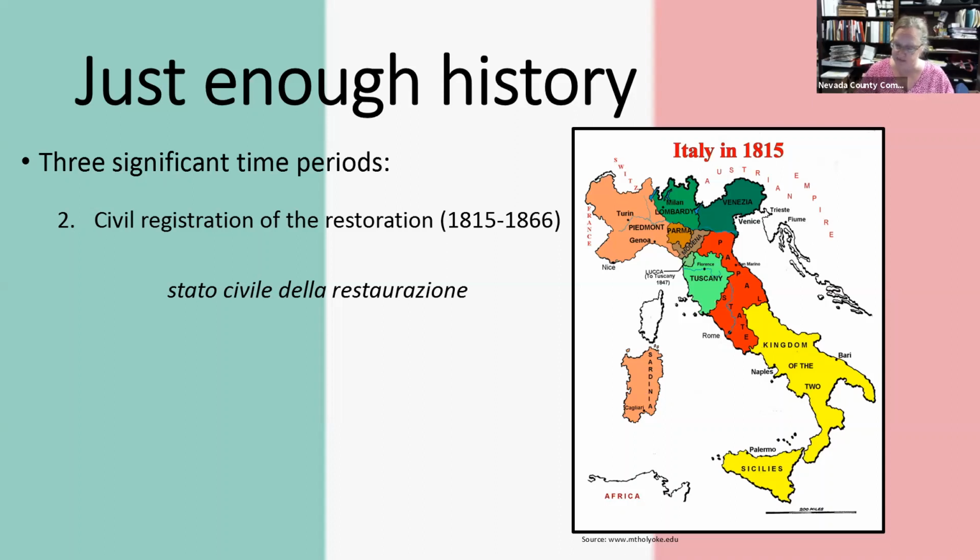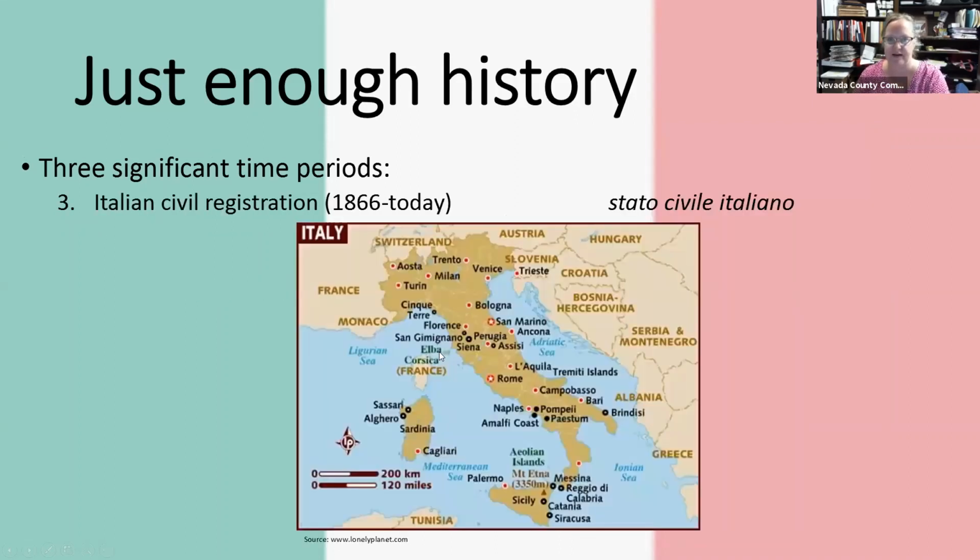During this civil registration of the Restoration, some of the records are pre-printed forms at this time. Some are still handwritten forms or paragraph style records. And I like this one, the Stato Civile della Restaurazione, because to me, I read it, I look at it, and I think it's about restaurants, and Italian restaurants make me happy. So there you have it.